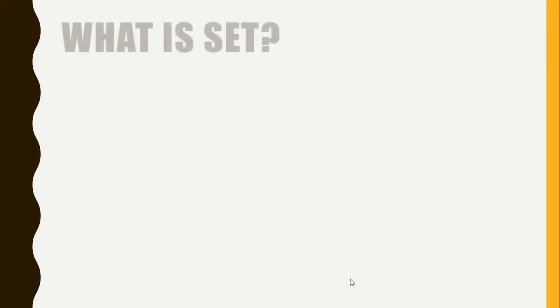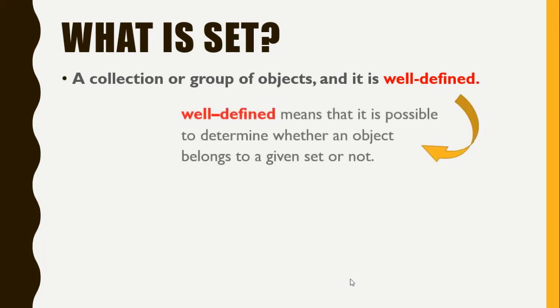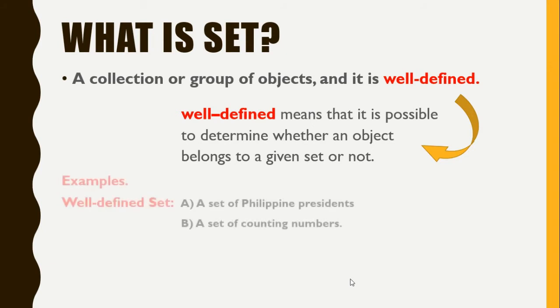What is a set? A set is a collection or group of objects and it must be well-defined. When we say well-defined, it is possible to determine whether an object belongs to a given set or not. An example of a well-defined set is the set of Philippine presidents. It is very clear who you need to put inside that set, which is the Philippine presidents.